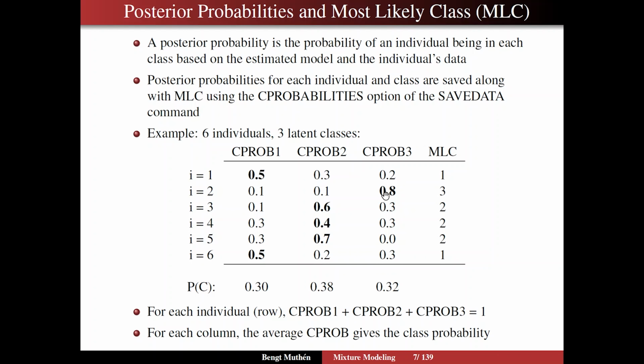For individual 2, you have a very high probability of being in class 3, and the class probabilities for the other classes are lower. Here MLC is 3, and so on. For each of these rows, the probabilities sum to 1: 0.5 plus 0.3 plus 0.2 is 1. And for each column, the average class probability gives the class probability. So you average over these values and you get 0.30.